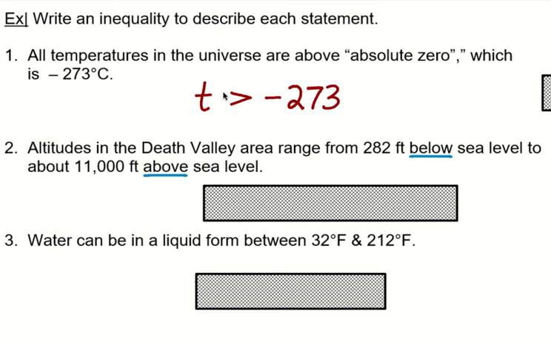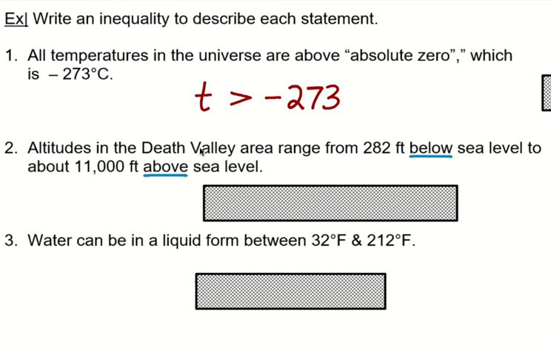And do you see how we would use the symbol, the inequality of strictly greater than, and not greater than or equal to? Because we are above this. We're not above this or equal to it. We're strictly above it. So here we go. Number two.